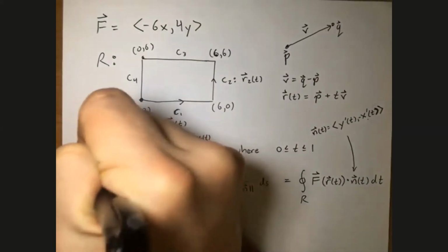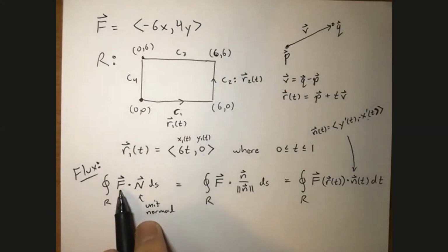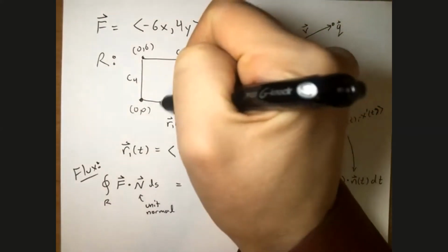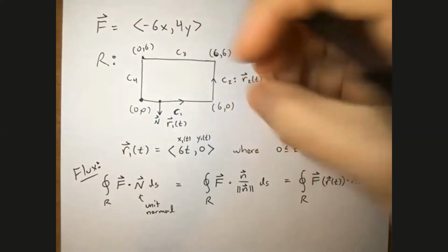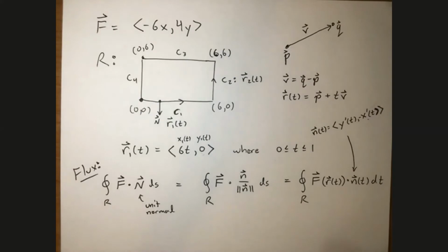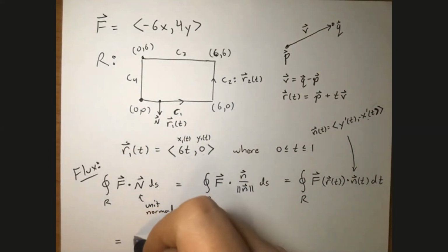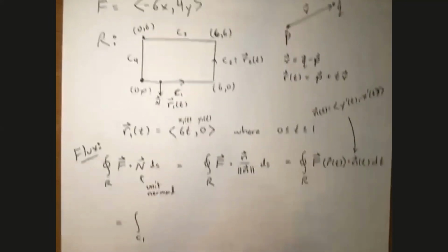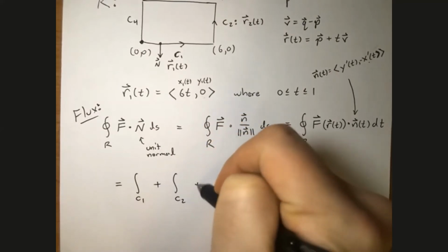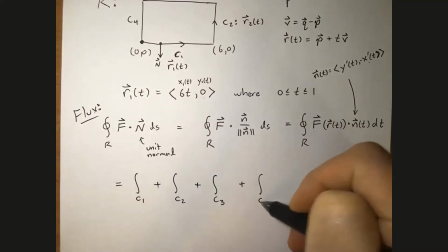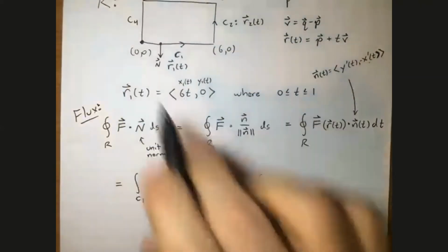This is flux here. Flux is the vector field dotted with the unit normal vector to the curve at every point. Okay, and what you're doing is you're measuring how much of that vector field is pointing outwards of this curve. Okay, and what we're doing is we're breaking this apart into pieces. So what we're going to do is write this as the integral over C1 of this stuff plus the integral over C2 plus the integral over C3 plus the integral over C4. These individual pieces of this rectangle.